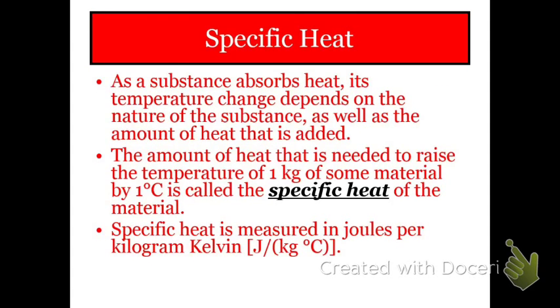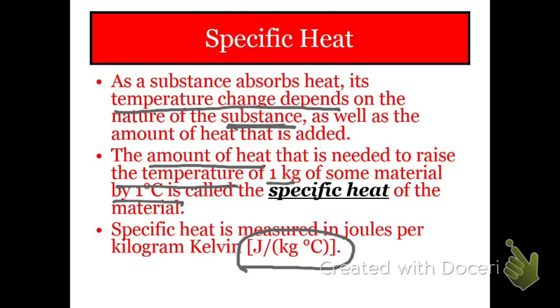Okay, so now we have this thing called specific heat. Every single object has a certain amount of heat that it will absorb. It'll only take up so much heat, and that temperature change depends on the substance that you have. Basically, specific heat is the amount of heat that's needed to raise the temperature of 1 kilogram of some material by 1 degree Celsius. Every object has a different specific heat. The specific heat of an object is measured in joules per kilogram times degrees Celsius, or we can replace that with Kelvin, either one.